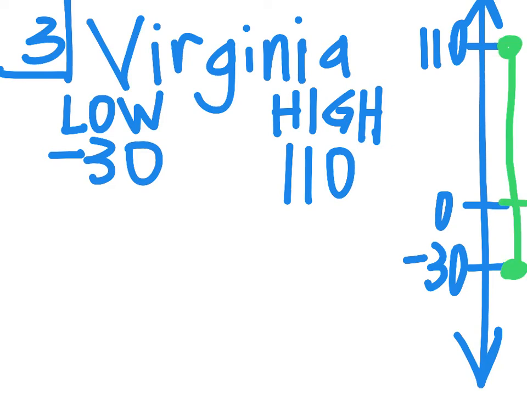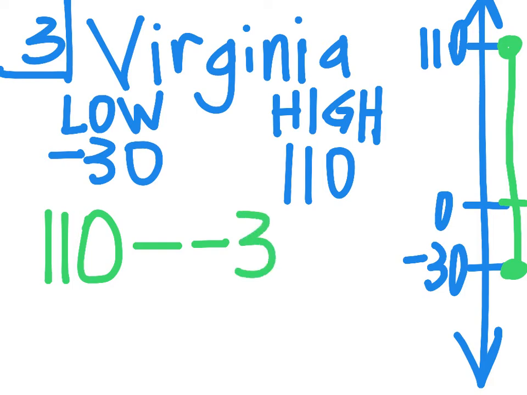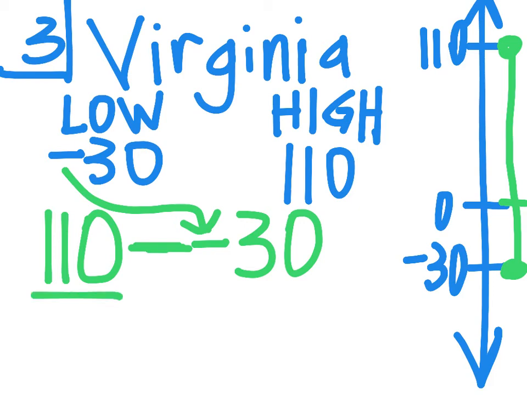So when we find the difference between these, here's what it should look like. I'm going to take 110 and I'm going to subtract what? I hope you're thinking negative 30. I'm not subtracting 30. This negative here is from there. This subtraction is the word difference in the problem. We're subtracting 110 and we're subtracting negative 30. Those are my two numbers.